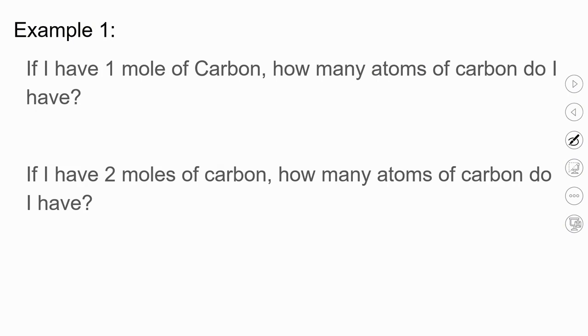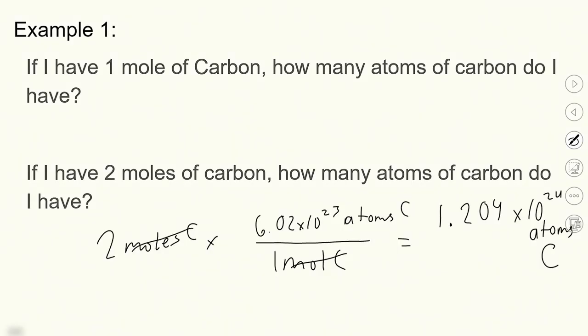Yeah. Times it by 2. Good. So we just times that by 2. I'm just going to put this up here. So 2 moles of carbon, we have 6.02 times 10 to the 23rd times 2. Moles cancels out, we end up with atoms.